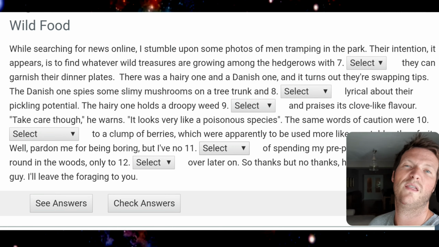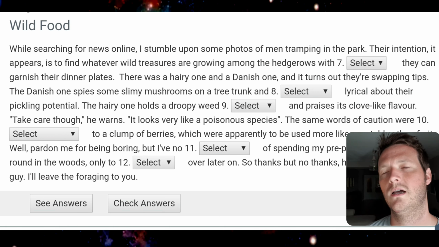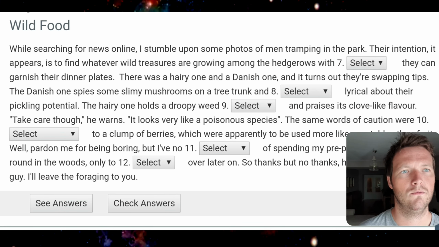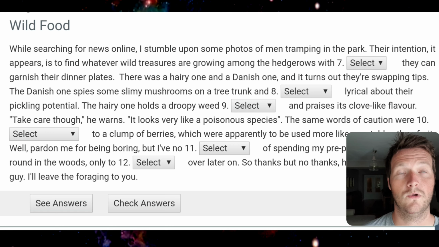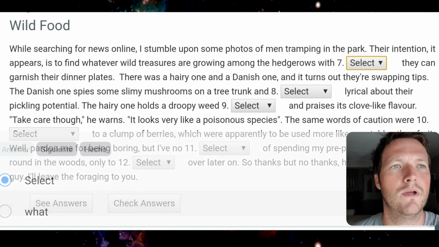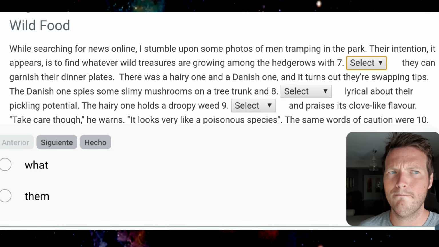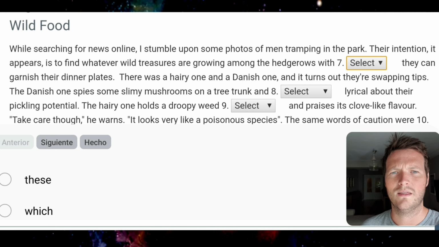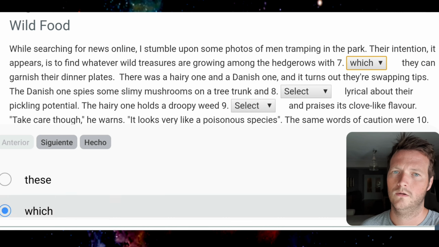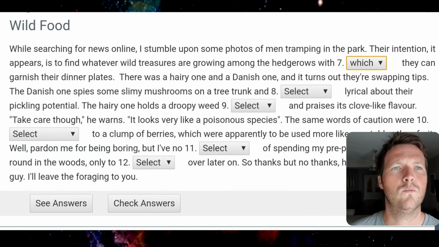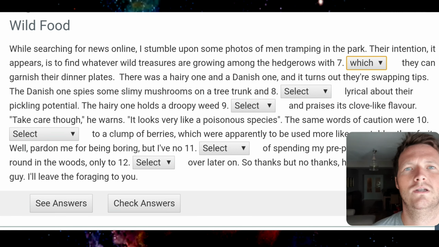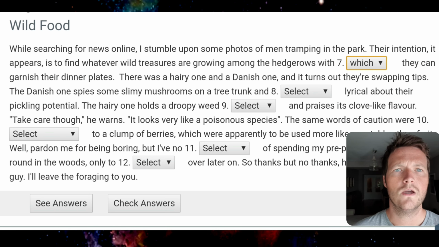We could also have the with at the end of the sentence, but as this is kind of like academic English, we prefer not to finish a sentence with a preposition. Let's have a look at the options that we have then. So, with what, with them, with these, with which. Yeah, with which. Yeah, with which they can garnish their dinner plates. Yeah, I think that looks good.